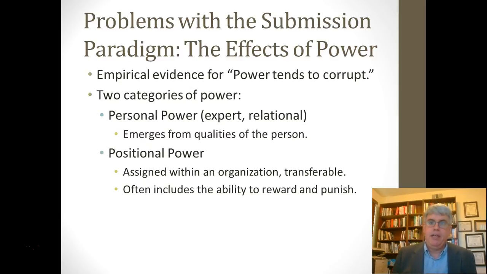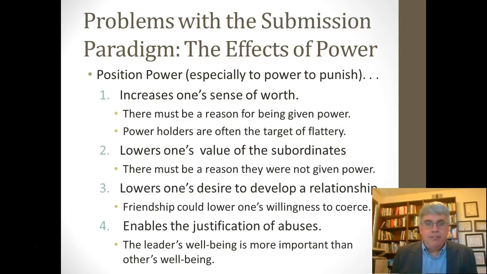And so typically, that type of positional power is the type that can lead to the greatest effects of corruption. Now let's look at some experiments that have been done, some of the results of experiments that show what the effects of power are. Now typically, the way that these experiments are done is that you've got two people, one person is arbitrarily assigned to be the boss, and the other person is assigned to be the worker.